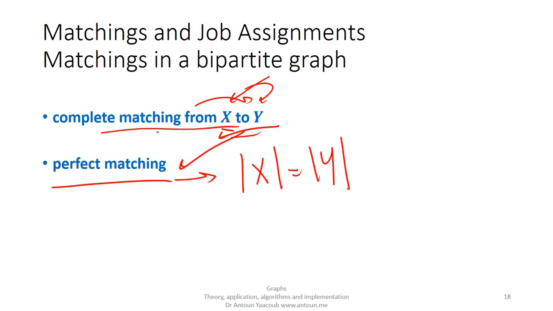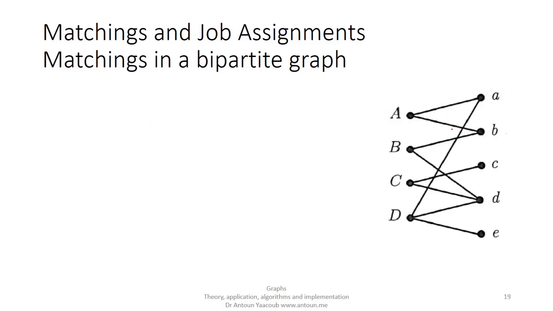A complete matching from X to Y requires merely the inequality that the number of vertices in X is less than or equal to the number of vertices in Y. It's important in applications to determine whether a bipartite graph with parts X and Y has a complete matching from X to Y. This is very important because we need to match all vertices in each set.